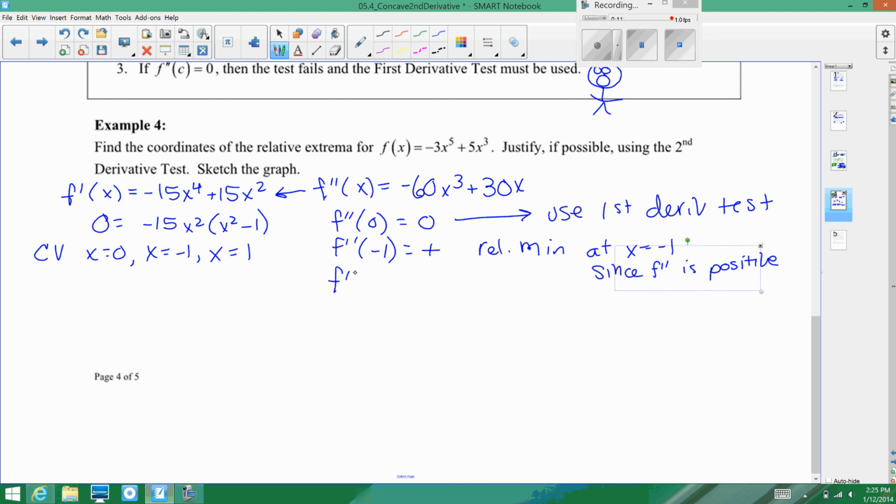Let's see, if we check 1, plug that in, we get negative 60 plus 30, so we get negative 30. So that means there's a relative maximum value, max, at x equals 1. Alright, and that's because f double prime is negative there.